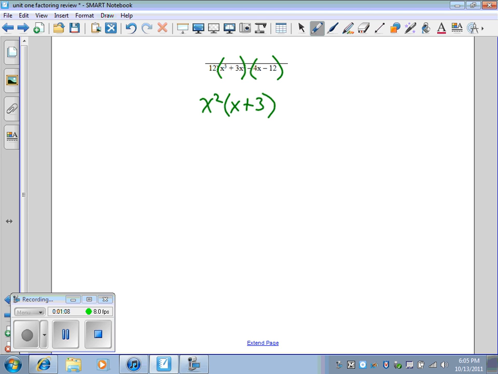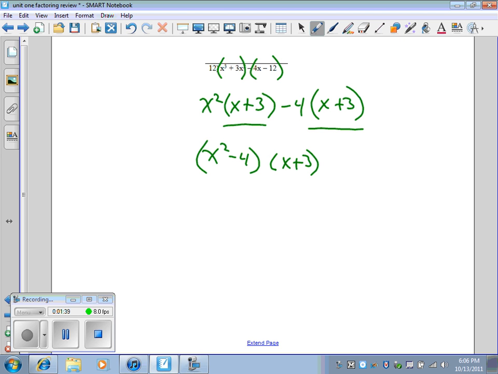And then for the second one, I'm going to factor out a negative 4. And that looks like that's it. And that gives me positive x. Negative 12 divided by negative 4 gives me positive 3. And now I have a common factor again that can be factored out. So I'm left with x squared minus 4 and x plus 3.